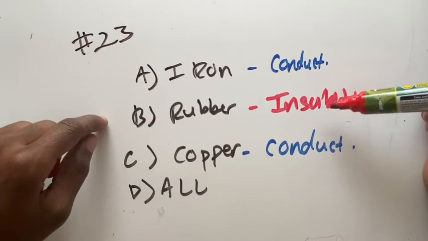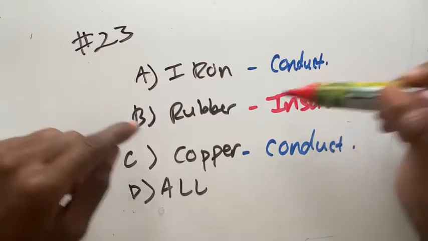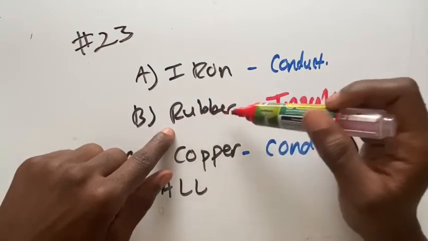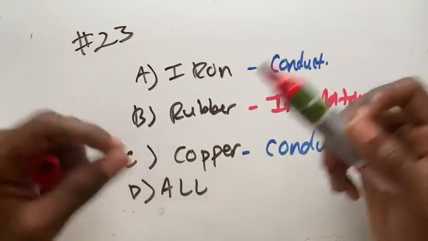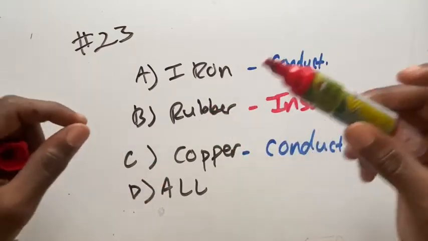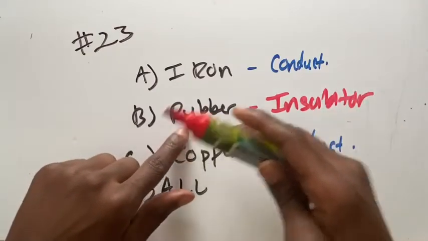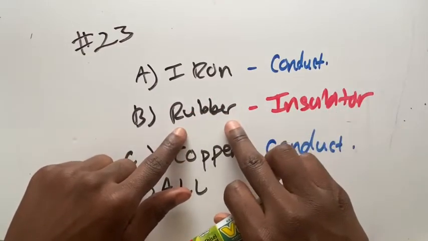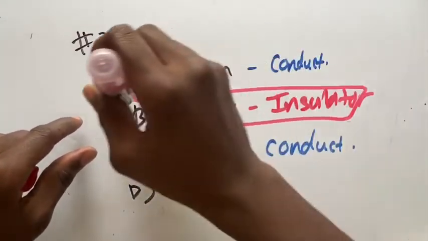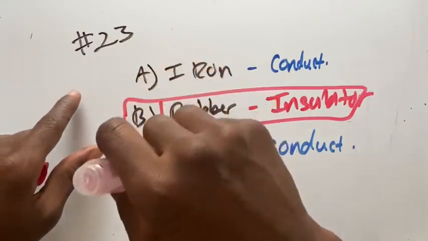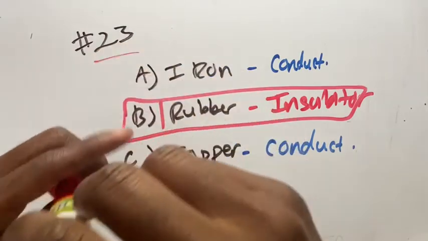So which one has the greatest resistance? Well, it must be rubber, right? Because the more resistance something has, the harder it is to push a current through it. And so rubber must have a really, really high resistance because it's an insulator. So the answer is going to be B for 23.